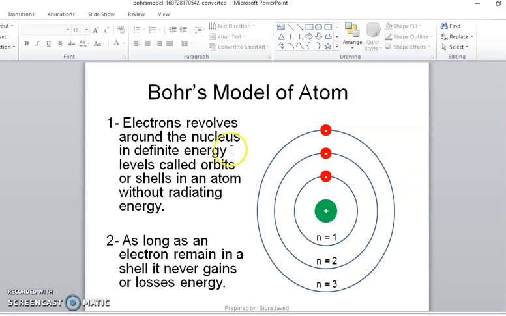The first one: electrons revolve around the nucleus in definite energy levels called orbits or shells in an atom without radiating energy. That means whenever the electron remains in a particular orbit, it won't lose or gain energy. As long as an electron remains in a shell, it never gains or loses energy.